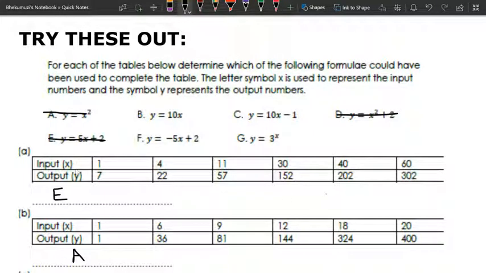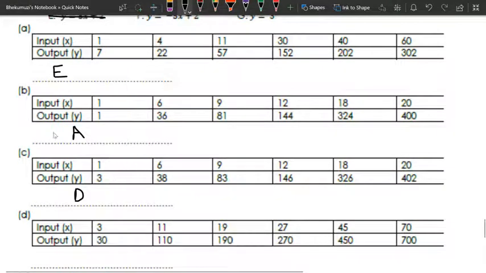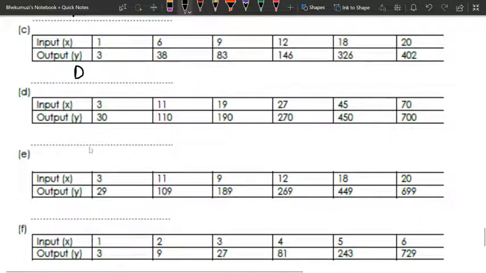If I take E, which is 5x plus 2, what you notice is that when we say 5 times 1, that gives us 5, plus 2, that gives us 7, and so on and so forth. And that's how you check these ones. I've given out the first 3, and I'll leave the last 3 for you.